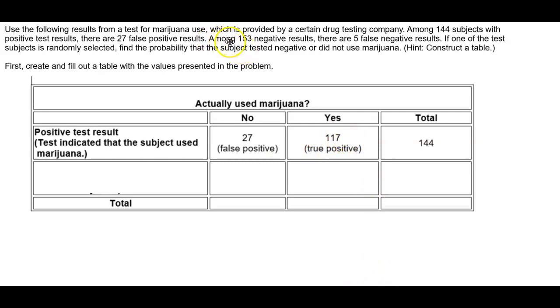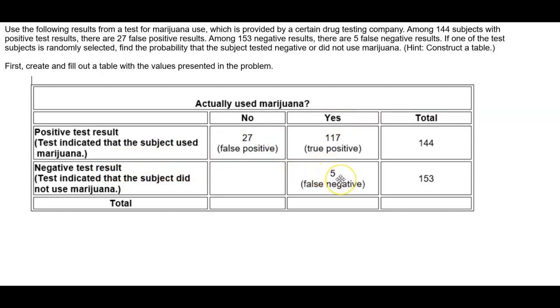Now, in the next sentence, it says among 153 negative results. So in this row here, this is the negative test result, which is a test that indicated the subject did not use marijuana. The total for that is 153. So over here to your right, we have the total of 153. Now, among those 153 negative results, there are 5 false negative results. What that means is, did they actually use marijuana? Yes, but they had a negative test result. So that's considered a false negative. Therefore, this is where the 5 is going to go.